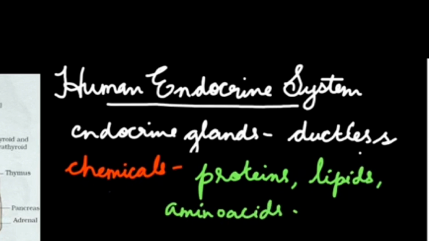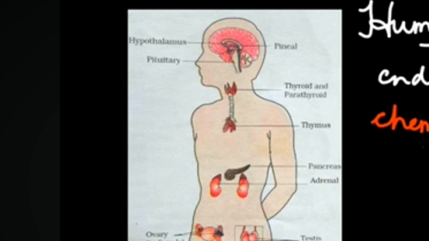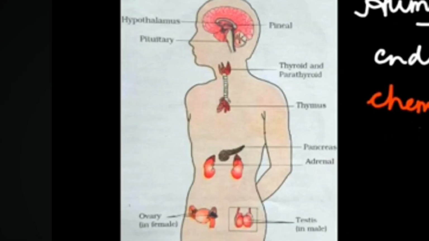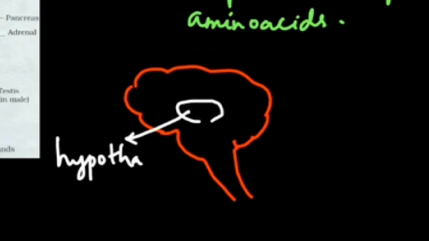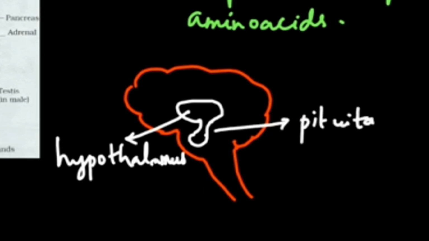Now, in the image given, we can see the endocrine glands present in our body. Hypothalamus is the part of the brain which is present at the floor area. Hypothalamus also secretes some hormones, and these hormones act on another gland, that is the pituitary gland. So whatever hormones are released from the hypothalamus, they stimulate the pituitary gland to produce its own hormones.